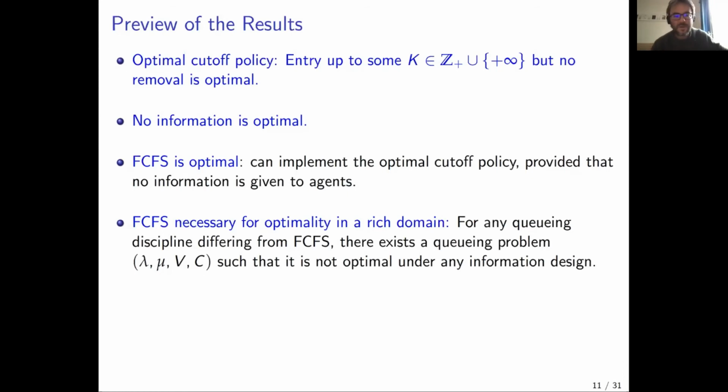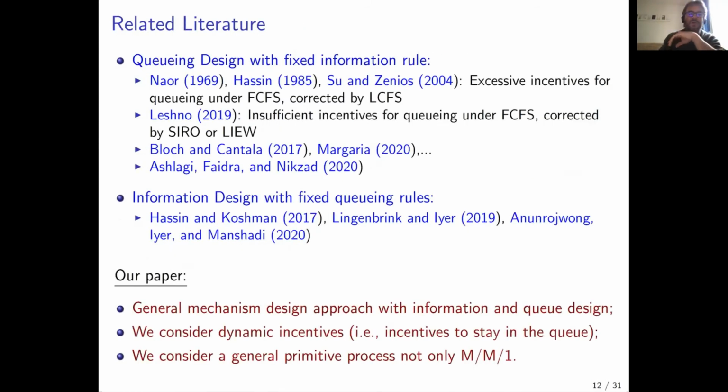Okay, so the link with the literature. Part of the literature is trying to optimally design queuing rules where the information rule is actually fixed. So I mentioned some papers. One famous paper, actually these two papers are famous. What they show is that in the MM1 environment, when you have full information, meaning agents are informed about the queue length and their position, then first come, first served is suboptimal in the sense that people have excessive incentives to queue.